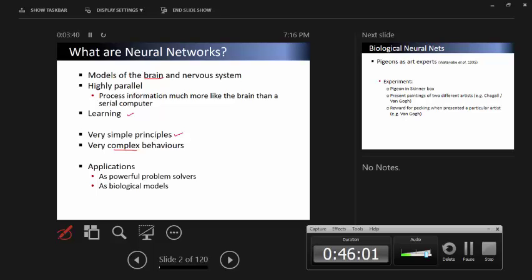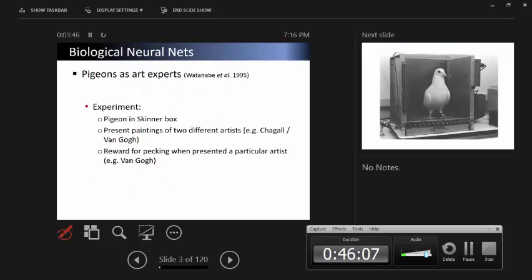Applications as powerful problem solvers, as biological models, but you do not need to know biology. Me neither. To challenge you, pigeons as art experts, this is a real experiment, published in 1995. A pigeon is not really an artist, right? A pigeon is a bird, but a pigeon has a brain, right? We're not talking about any animal with no brain. There's some brain.